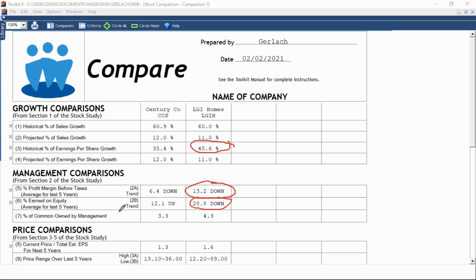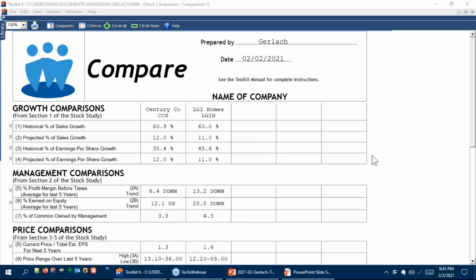And then finally, the percentage owned by management. Again, we don't circle that in any case, but it just tells you that those are big, healthy percentages. 3.3, 4.3%. Those are pretty good percentages and pretty healthy for a small company stock.